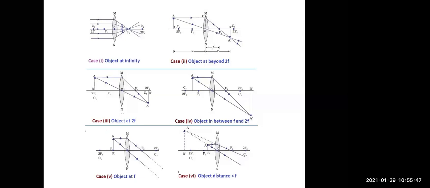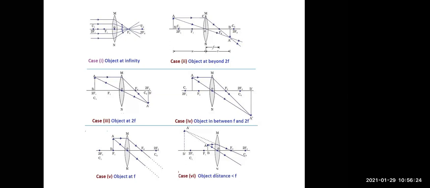Now in this case, the first incident ray is parallel to the principal axis. You can see from point A, two rays are coming out. The first is the incident ray which is parallel to the principal axis. According to our first rule, if the incident ray is parallel to the principal axis, then the refracted ray will pass through the principal focus. Here you can see that the refracted ray from the first incident ray is passing through the principal focus.